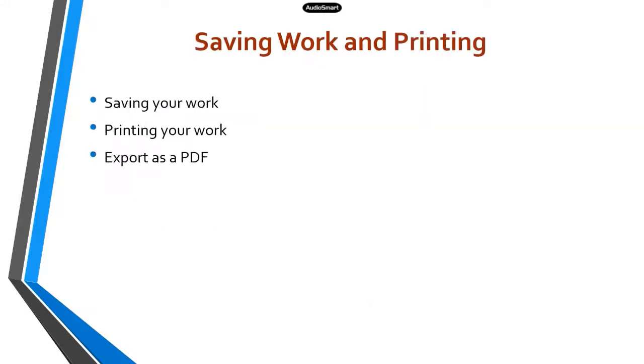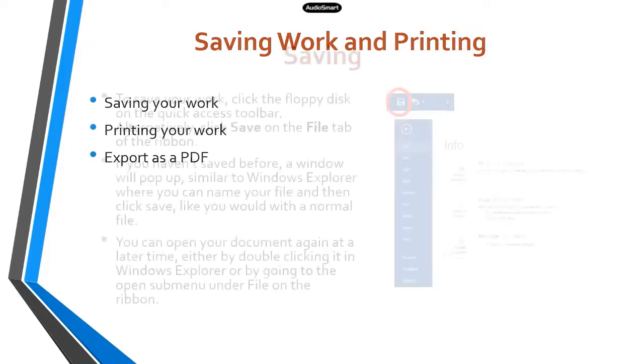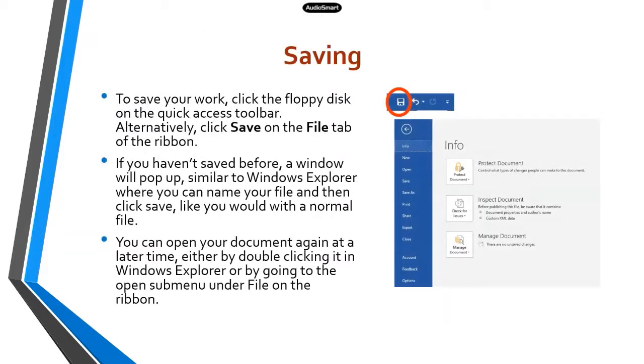Once you've created your document, you will need to save, and you also have the option to print or export your document. Let's go through those processes right now. You can either save your work with the quick access toolbar on the floppy disk icon, or you can select the File tab on the ribbon and select Save. If this is a new document, you will need to name your file and then click Save. Later on, you will be able to open this file with File Explorer or in the Word software under the Open tab on File.